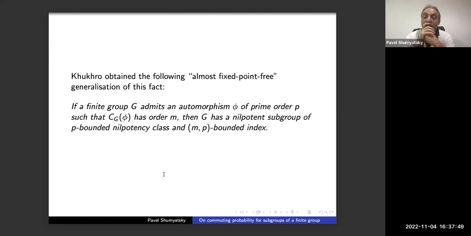Now, Khukhro obtained the following almost fixed point free generalization of this fact. He proved that if a finite group G admits an automorphism phi of prime order P, such that the fixed point subgroup of phi has order at most M, then G has a nilpotent subgroup of bounded nilpotency class and bounded index. So in the Higman-Thompson theorem, the group is nilpotent of bounded class. In Khukhro's theorem, the group is almost nilpotent of bounded class.